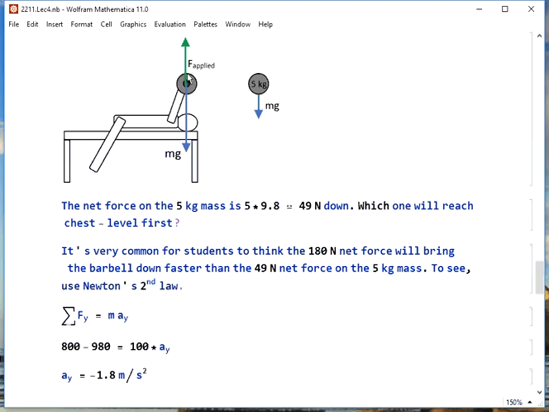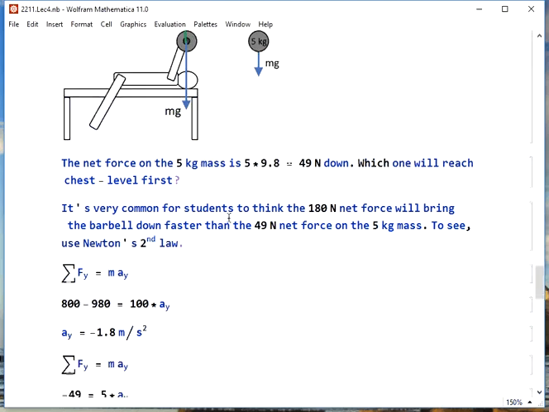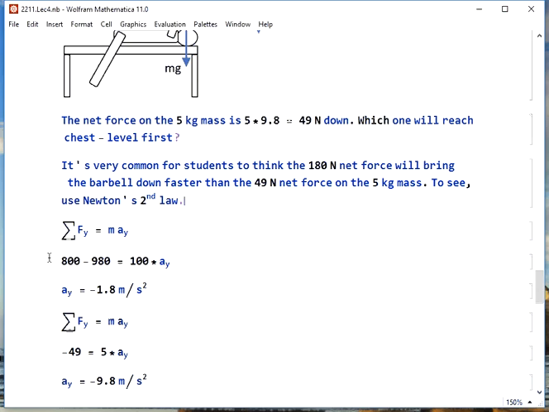To figure out exactly how fast each one accelerates, we use Newton's second law. We put in the two forces on the barbell, 800 newtons up and 980 down, and we remember that's equal to 100 times a_y. This gives us a downward acceleration of negative 1.8 meters per second squared.